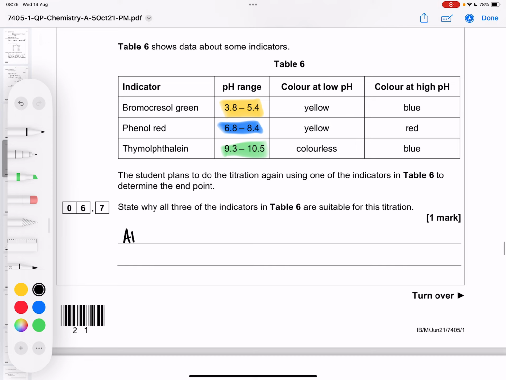So all three have a pH range and therefore a colour change. Yeah, so that's where their colour will change, within the vertical part of the curve.